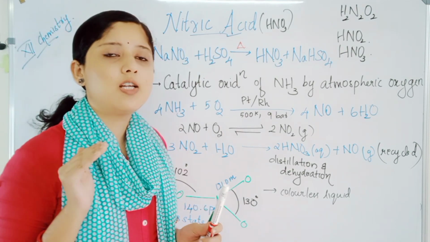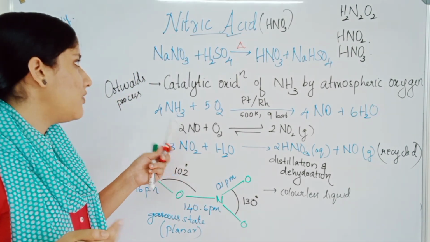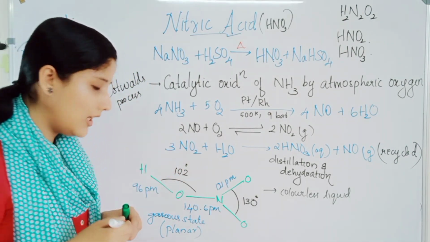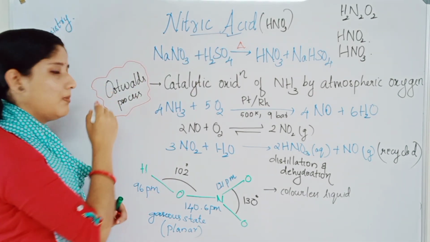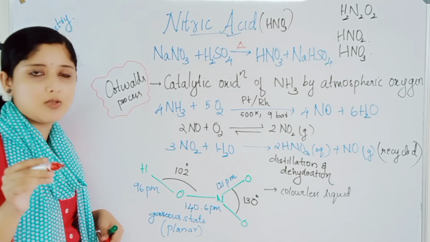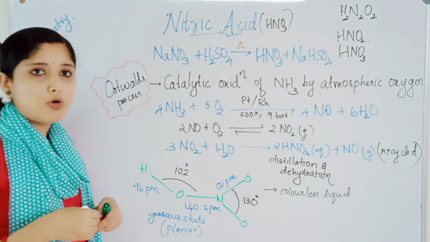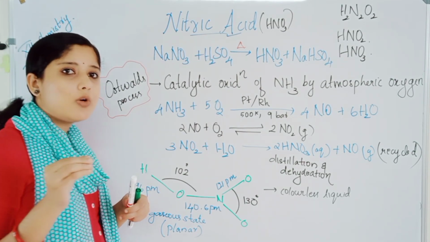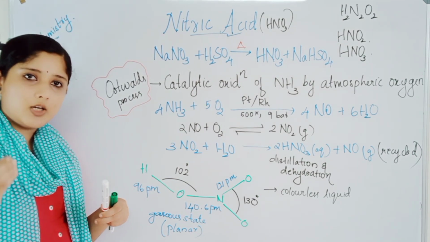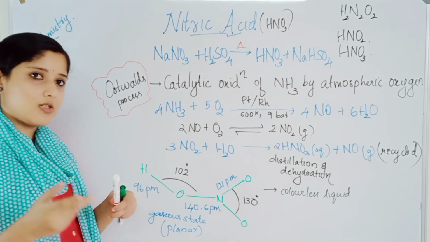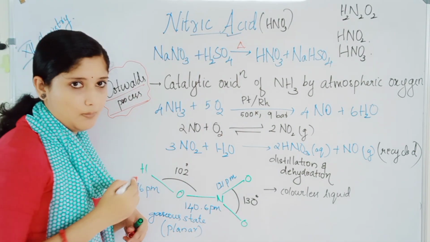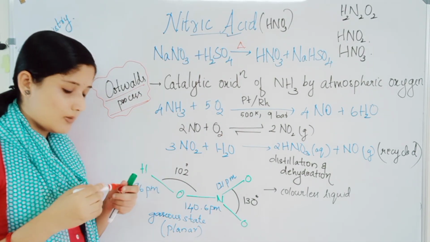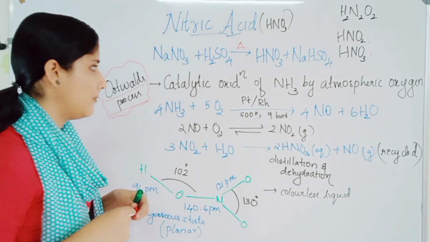Similarly, for the industrial preparation of nitric acid, we have a method, and the name of that is what? Ostwald's process. Okay, the name is important. It is Ostwald's process. In multiple choice questions, you may have options like preparation of ammonia, the Haber process, Ostwald's process, etc. So it is important to study the name. The Ostwald process is the preparation of nitric acid.